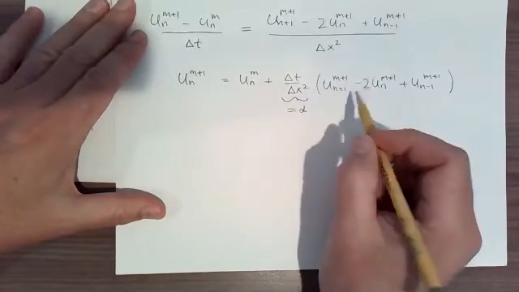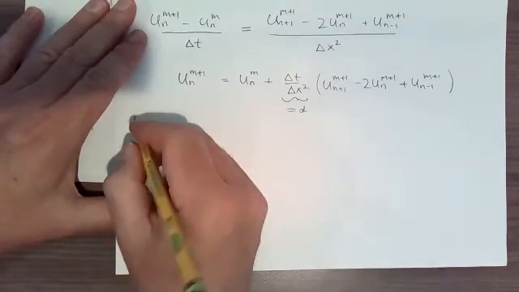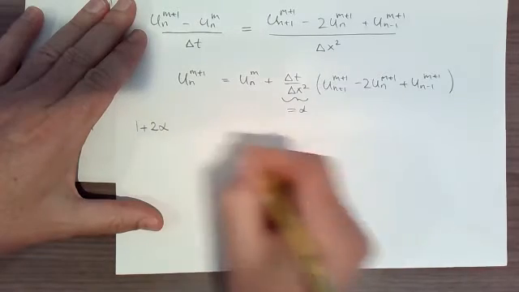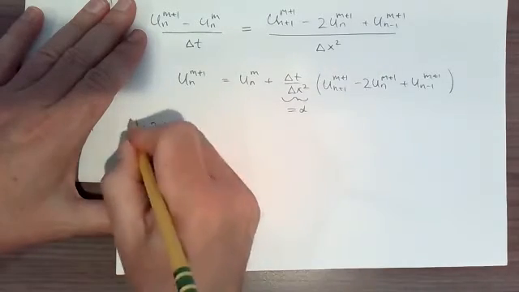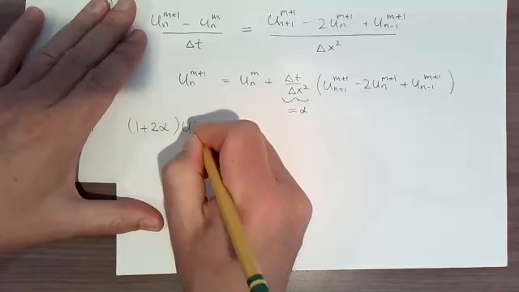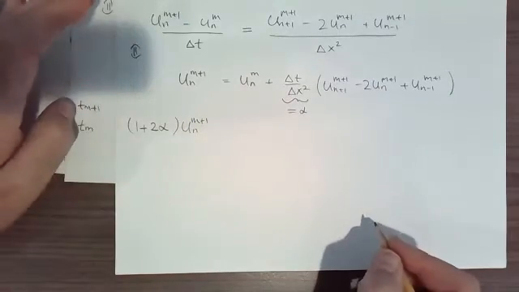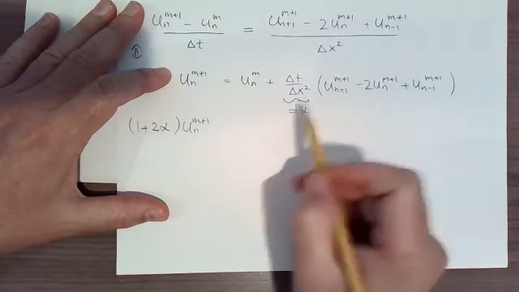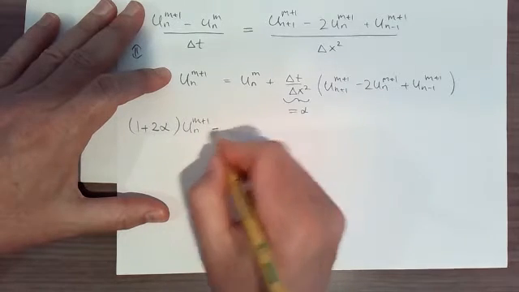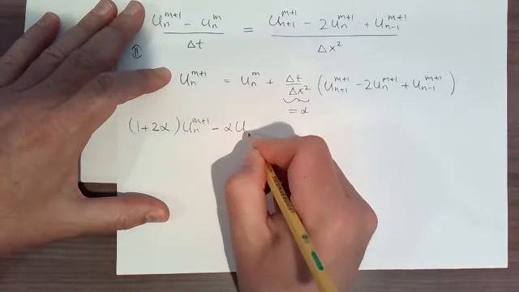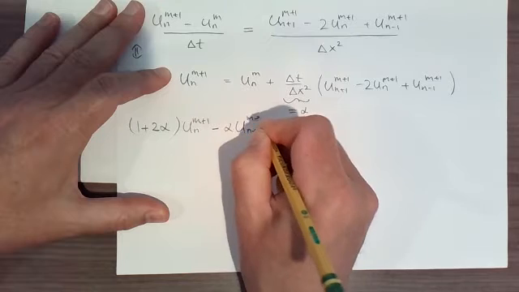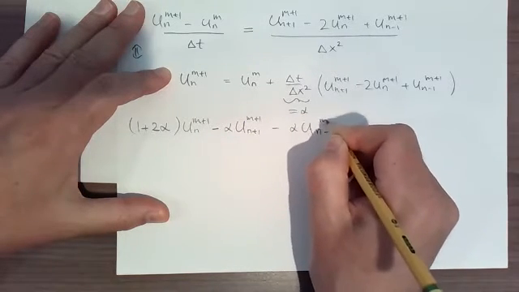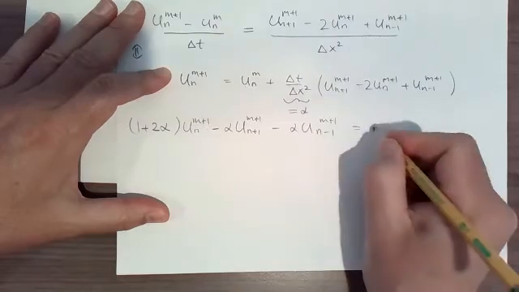I will then have (1 plus 2 alpha) times u_n^{m+1}. So I'll move this term to the other side. I'll also move the other terms: minus alpha u_{n+1}^{m+1} minus alpha u_{n-1}^{m+1}. This is that guy.